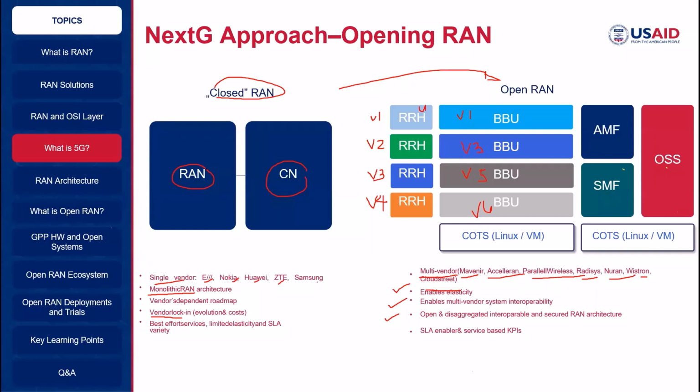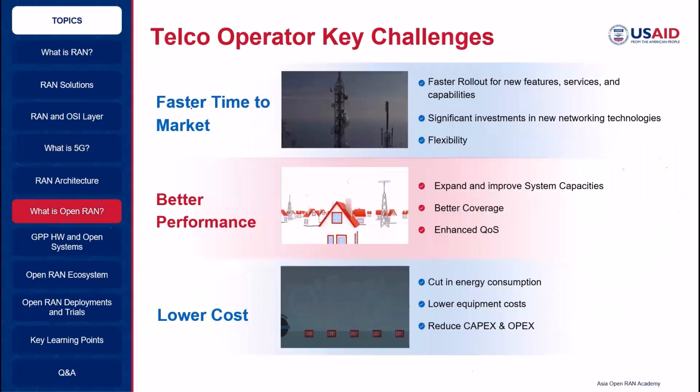Okay, so that is the vision of the Open RAN system, because there is a problem that the operator is now experiencing. Sometimes this is the problem of the vendor. Aside also from the cost, right, when they are implementing. So what are those key operator challenges? Like for example, faster time to market. So faster rollout for new features, services, and capabilities.